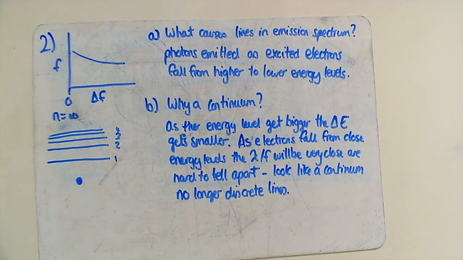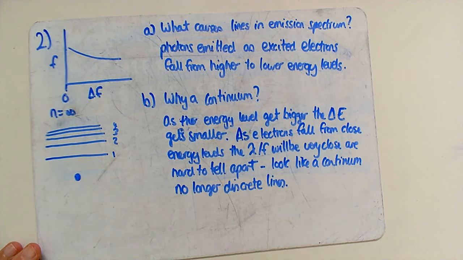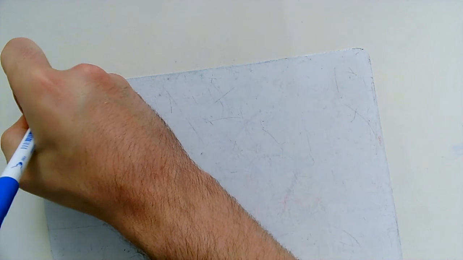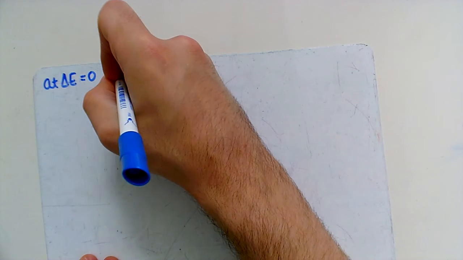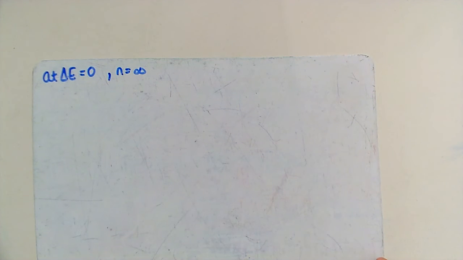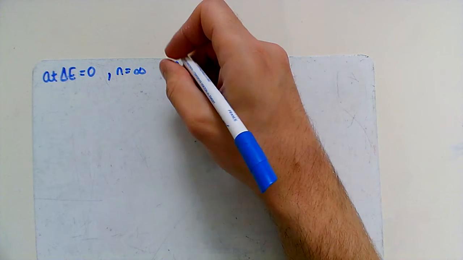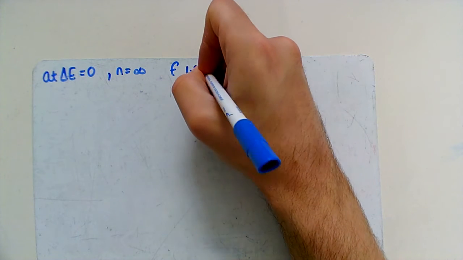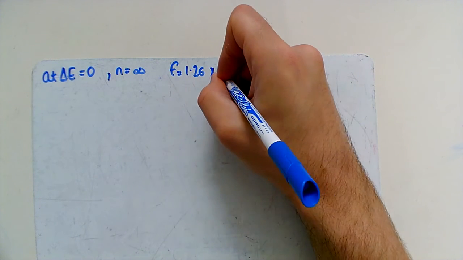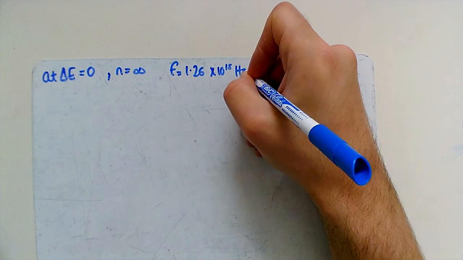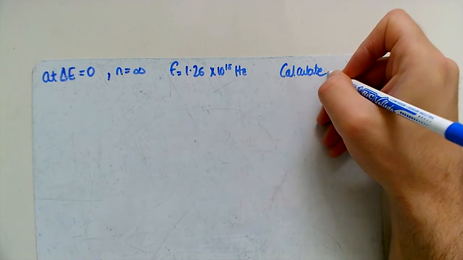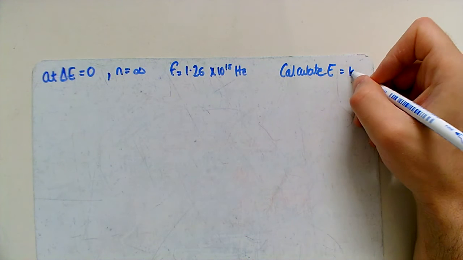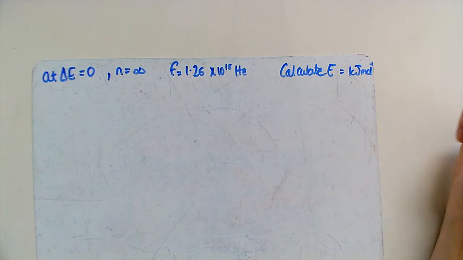Now, the next question was to work out, well, at the continuum, so at delta E equals 0, and at delta E equals 0, that is essentially n equals infinity. You were told that the frequency was 1.26 times 10 to the 15 hertz. And you were asked, calculate the energy E, and you were told E is in kilojoules per mole.